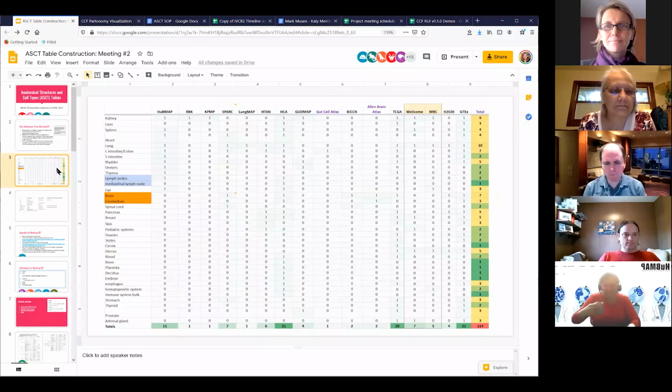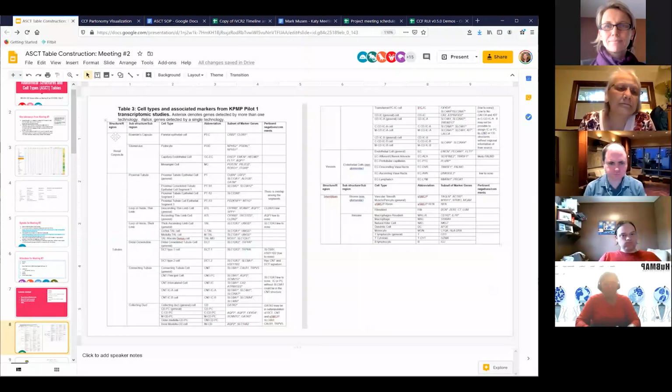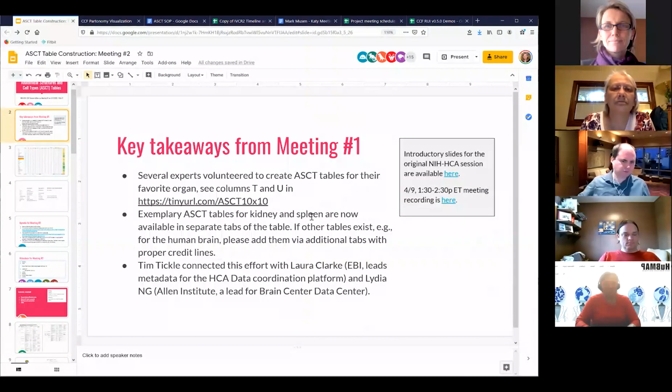In the last meeting, we identified a number of organs for which we want to try to get to those tables. Just in case you haven't seen one of those tables, here's the original table by Sanjay, and he's going to present it in a moment. Basically, you have structural regions, substructures, cell types, abbreviations, subsets of marker genes, and a space for comments. In the last meeting, we discussed the tables that were created for kidney and spleen within HubMap. But then we also looked at how we can connect to other efforts that are also working on these tables.